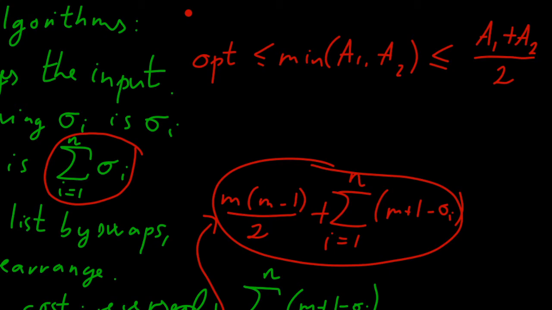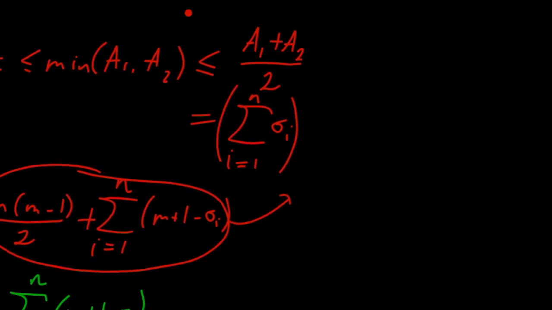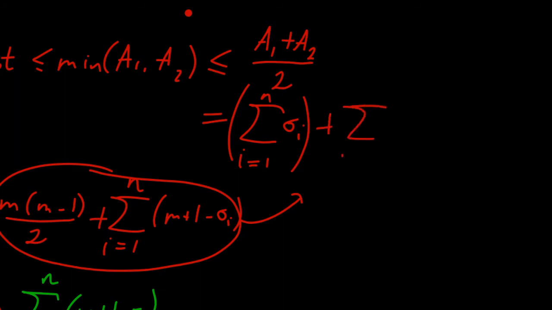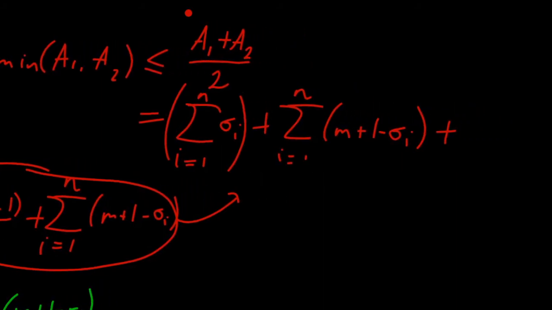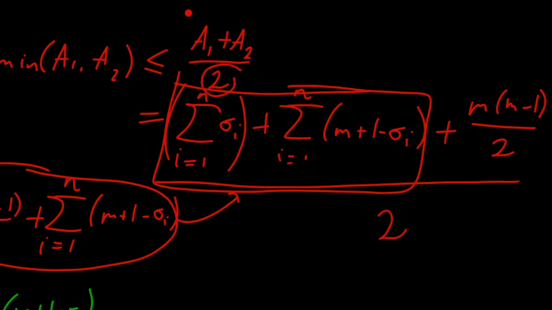Now this is something I can compute actually, the mean, because if I'm just writing here, it's the sum from i equals 1 to n of sigma i, that's the first term, okay, plus, I'm just changing the order of these things, the sum from i equals 1 to n of m plus 1 minus sigma i, okay, plus the cost for bubble sorting those things, m times m minus 1, divided by 2. Oops, I forgot to divide it by 2. Yeah, so this is divided by 2.